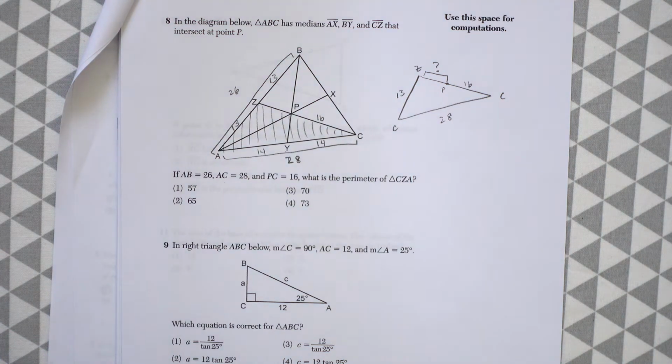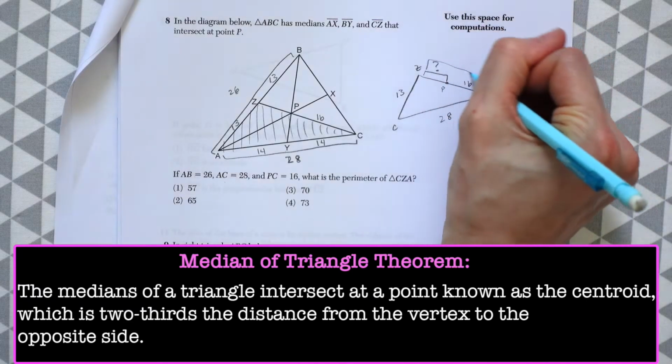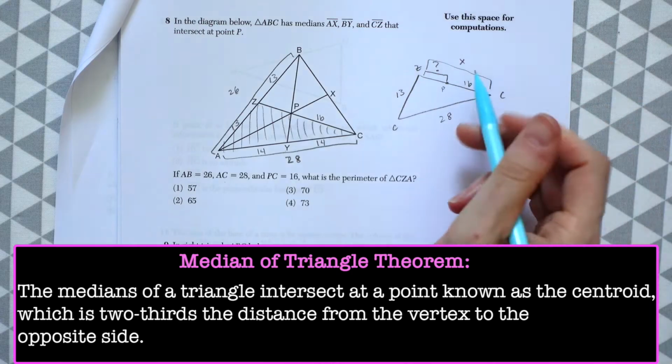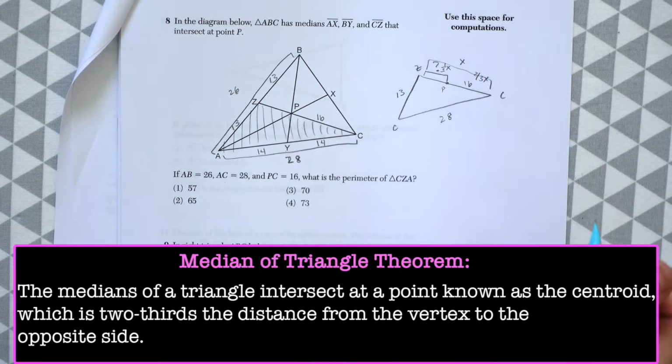The thing about medians of a triangle is that it has its own theorem, the median of a triangle theorem. So it intersects at a point known as the centroid, which is point P, which is 2/3 of the distance from the vertex to the opposite side. Let's say this entire value is the value of x, and then it gets split up, where this is 1/3 of x, and then this is 2/3 of x.